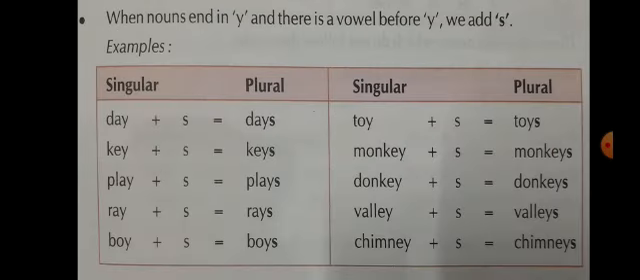When nouns end in Y and there is a vowel before Y, we add S. So, in the last portion we had learned, if there is a consonant before Y, we will remove Y and add IES. Now, here if there is Y in the last and before Y there is a vowel, then we will only add S. Like after day we have added S. In the same way, key, play, ray, boy, we have added S in the last only. Okay, nothing else.